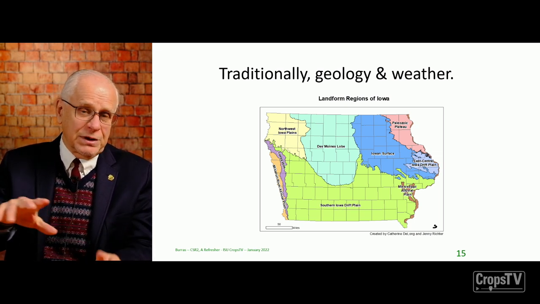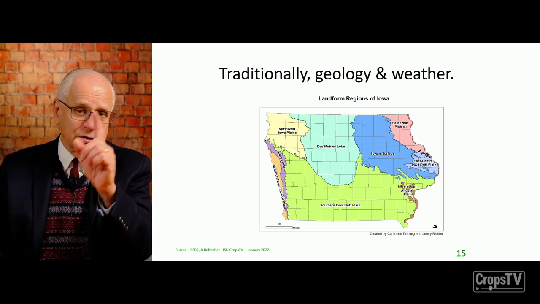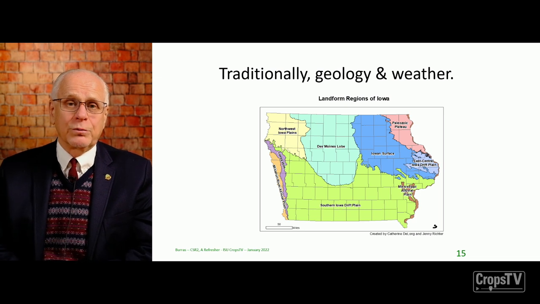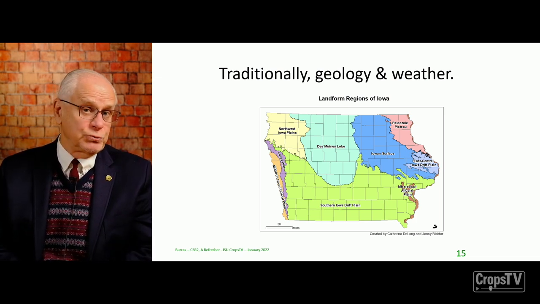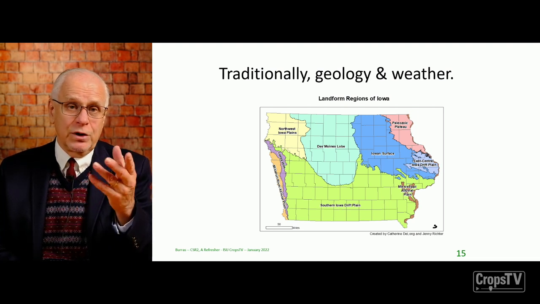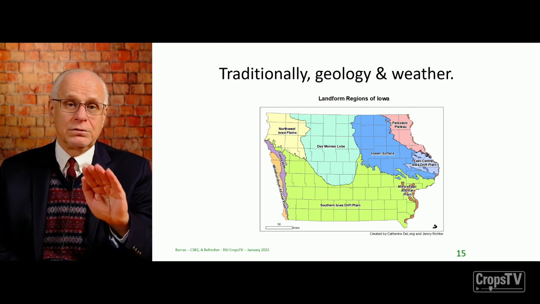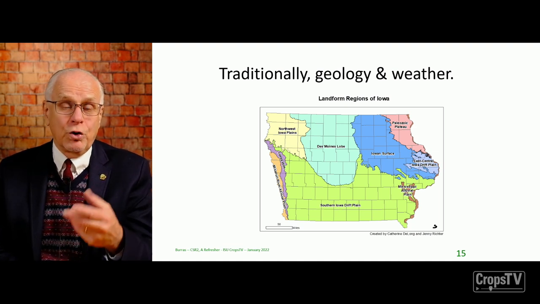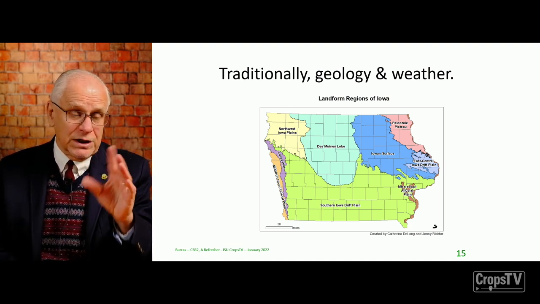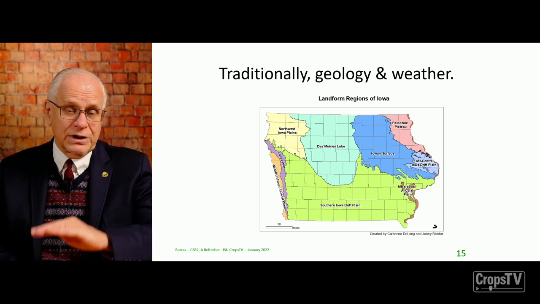Or the Loess Hills would be something different. So we'd have these different zones, and we'd say this is where the different productivity zones are. In terms of weather, we would say things like traditionally northwest Iowa, so the light yellow area, far northwestern Iowa, its weather is too limiting to have good corn yields, and so that has less inherent productivity.